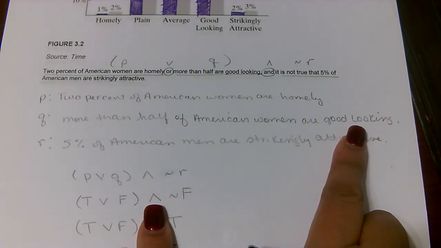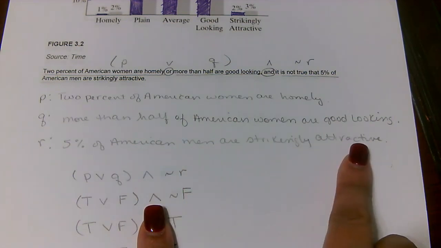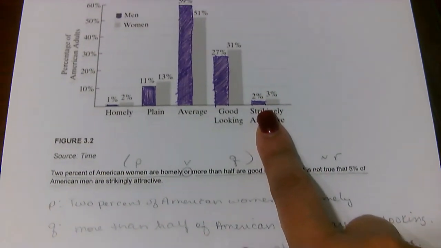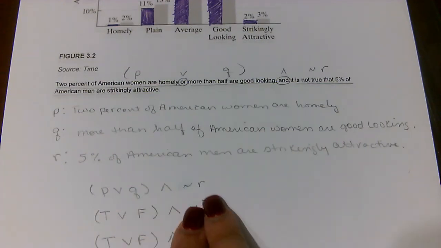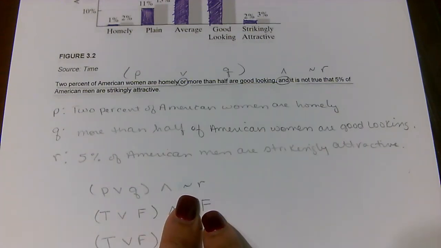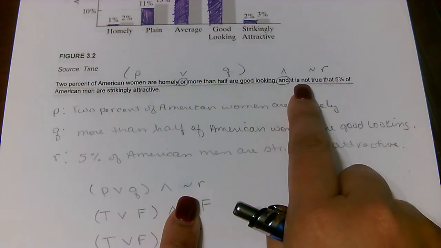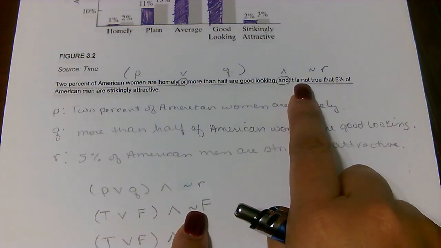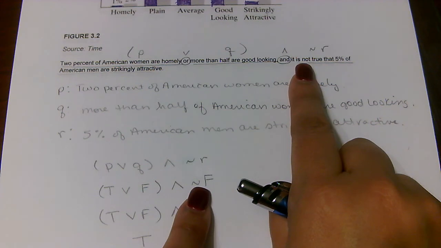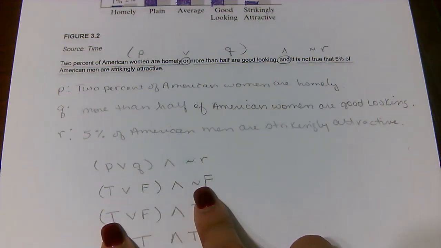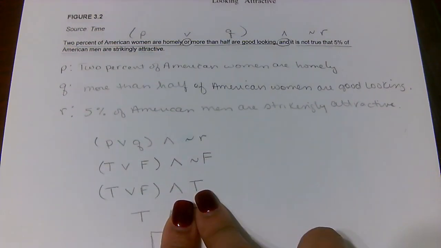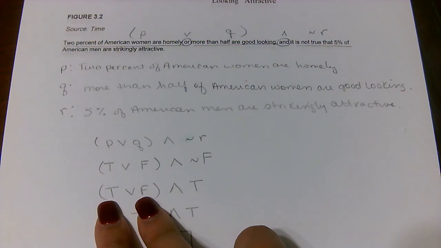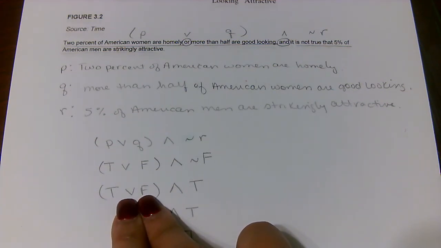Okay? And 5% of American men are strikingly attractive. If we look at the men, it's only 2. So this statement is going to be false. So when I say R, here R is going to be false. But remember, our original statement said not. That's why I have the little squiggly line, so I'm going to carry that down. That means the opposite of false. So first thing I did was go ahead and bring all of this down, and then I changed not false means it's true.